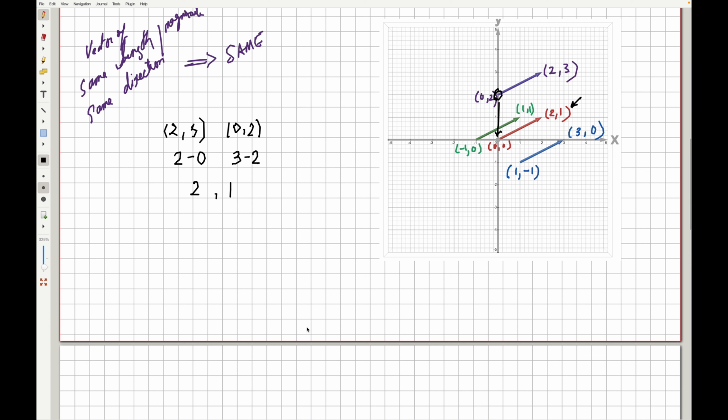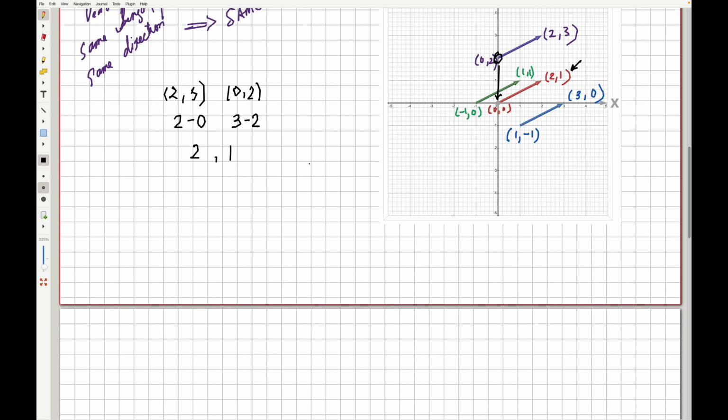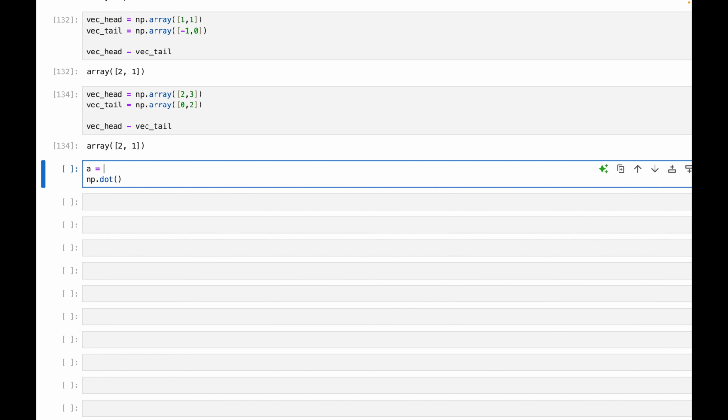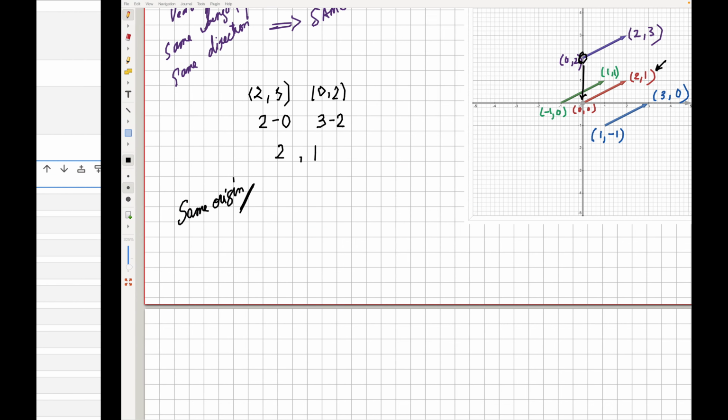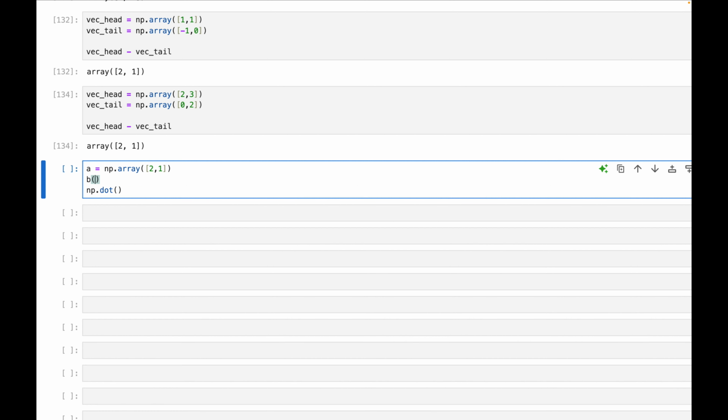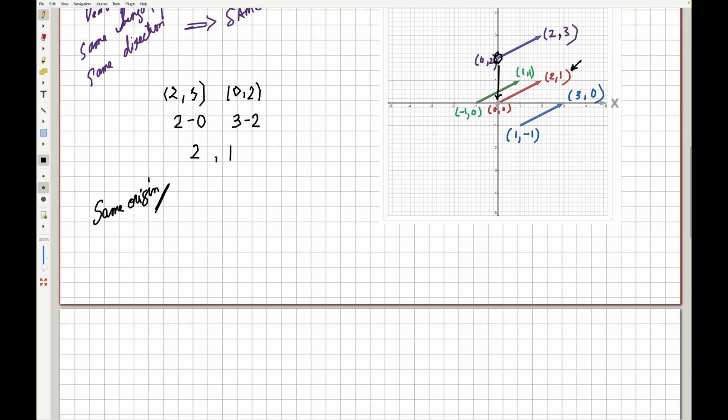So the final point before we end this video is that if we are trying to do a dot product, we need to have the same origin for the vectors that we are trying to dot them with. For example, if we try to use np.dot, and let's say the vector a that we drew here is (2, 1), and we are trying to dot it with the vector b, which is the violet vector here, (2, 3).